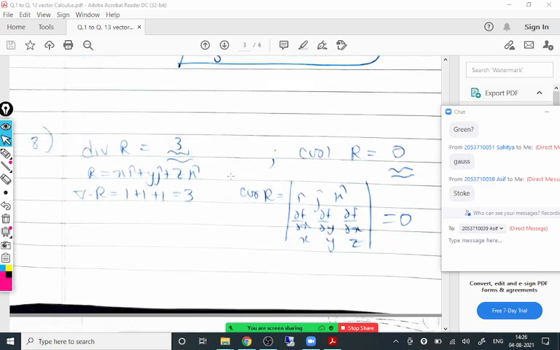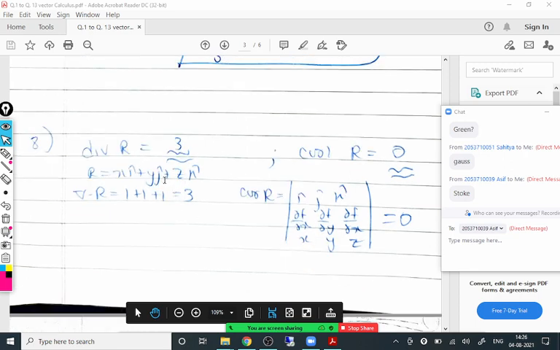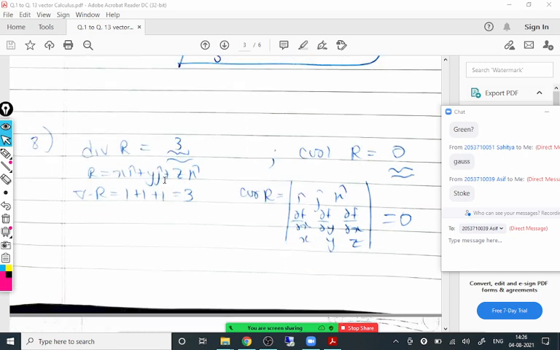Question number 8. We say divergence of r bar, and that is 3. So this is a very simple proof. Del dot r bar is 3. Good. So this is the standard result. Which are the standard results? Divergence of r bar, then gradient of r, or curl of r bar. All these are standard results, and you should know them.